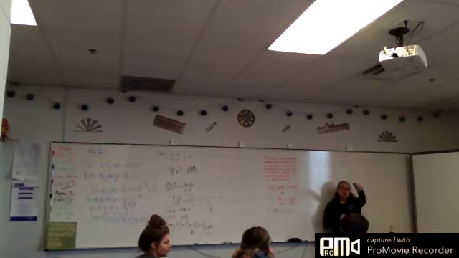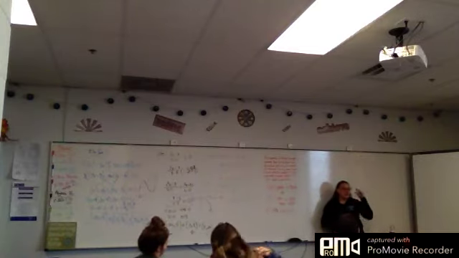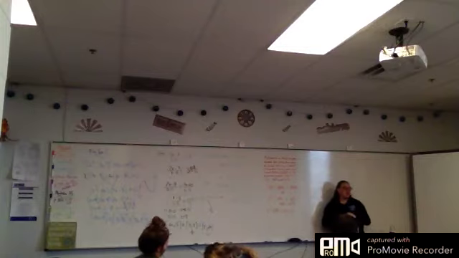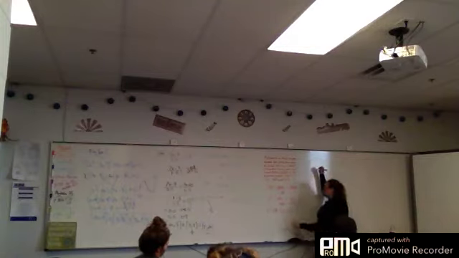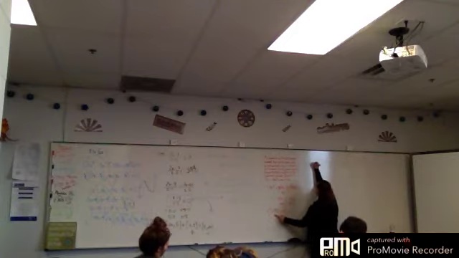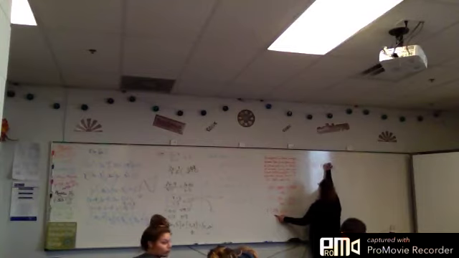If it is not factorable, you have to use the quadratic formula. What is the quadratic formula? Negative b plus or minus the radical b squared, over.